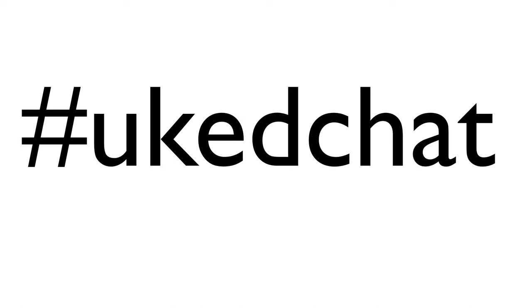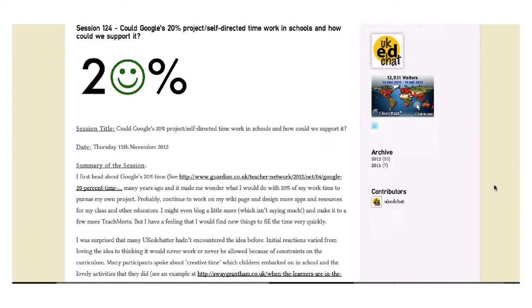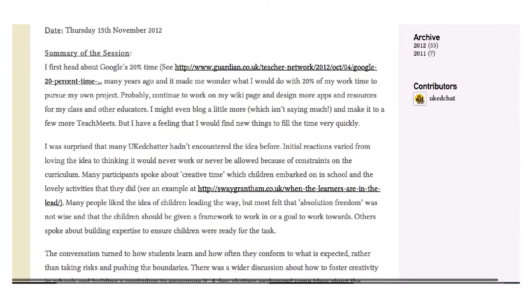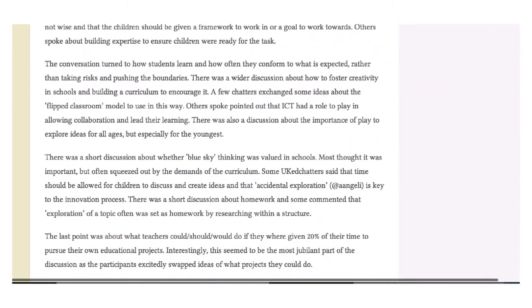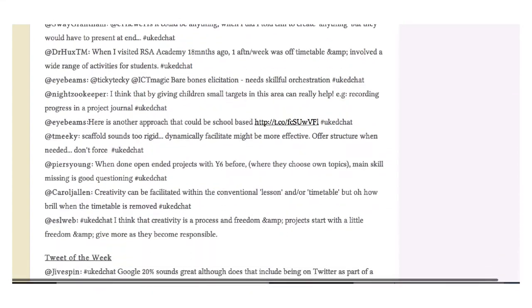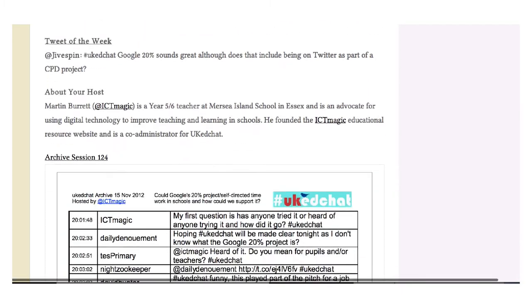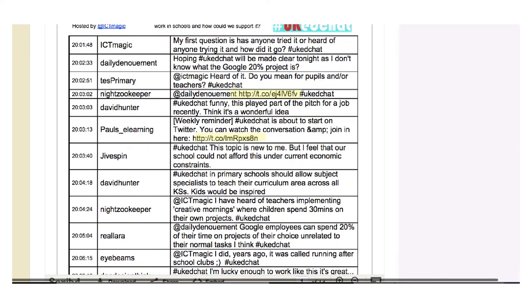The biggest one for the UK is UK EdChat, which is held every Thursday night between 8 o'clock and 9 o'clock. And everyone discusses a set topic they have voted for online, which is then marked in each Twitter message with a hashtag. And the hashtag says UK EdChat, and then you put your message into the discussion stream that happens on Twitter. Now, you could either put a URL, an internet address of a resource, you could put an opinion, or you could put a very pragmatic way of how you would do something within the defined topic.